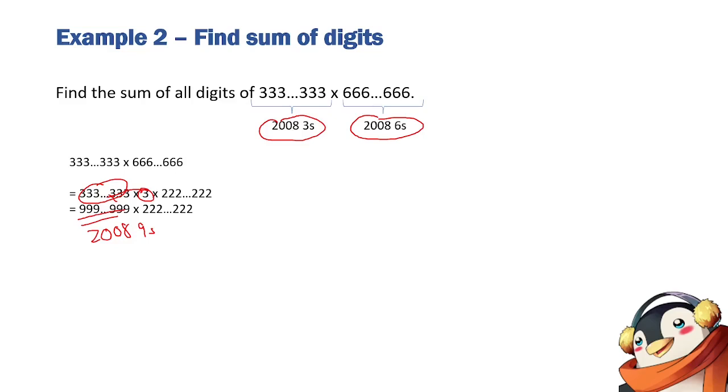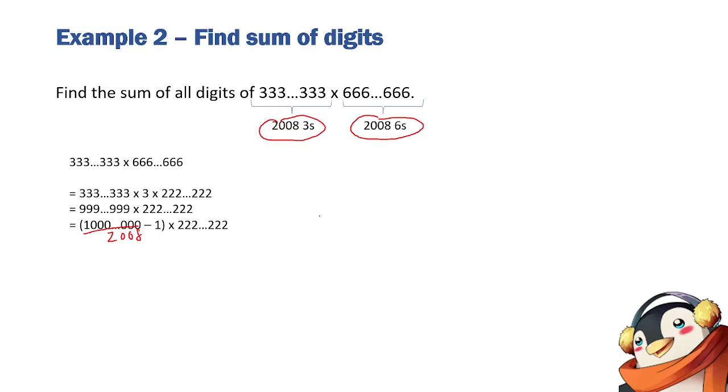With this, let me just erase this part here so that it doesn't mess things up, so messy. So what you do after that, you don't get this number here, right? So you have a string of zeros here, 2008 zeros minus 1.